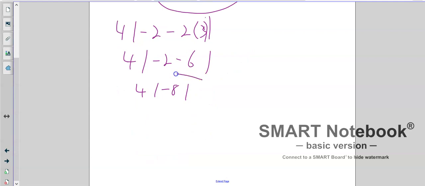We evaluate this. The absolute value of -8, how far away from 0 is -8? It's 8 spaces. So now that's 32. Very common error is -32.